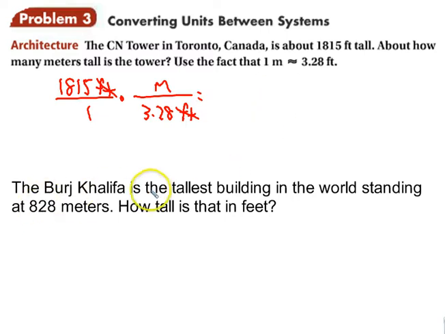Okay? This is a true thing. The Burj Khalifa is the tallest building in the world, standing at 828 meters. How tall is that in feet? I'll let you work through that. We can do this. 1 meter is equal to 3.28 feet. So use that same thing for down there and see if you can figure out how tall the Burj Khalifa is.